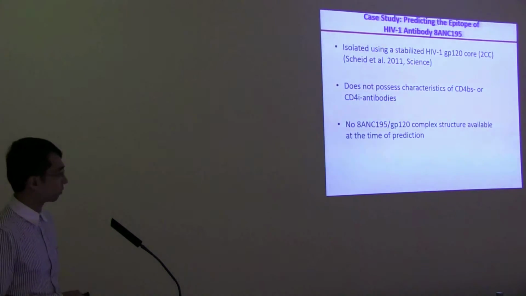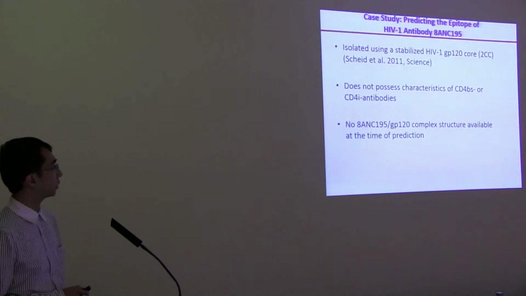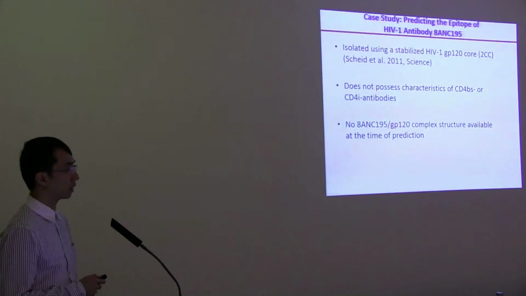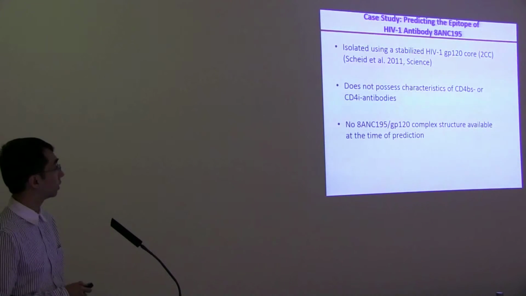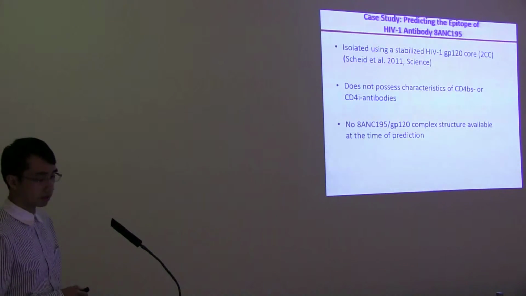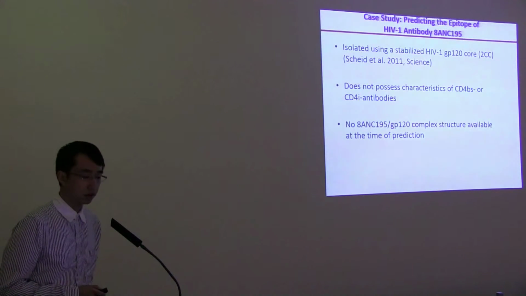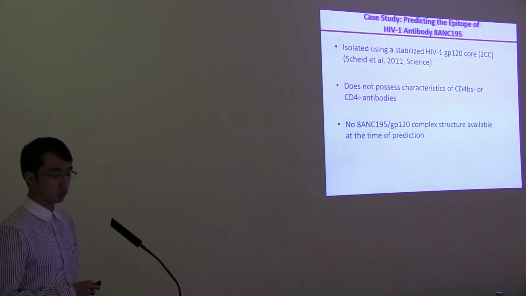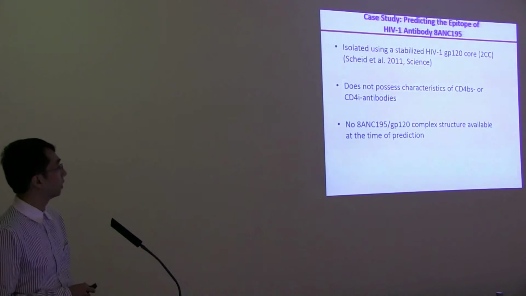From the previous slide, you can see that the prediction accuracy is pretty good, but now we want to see if we could prospectively predict an antibody epitope, where the epitope residues were not known beforehand. So here I'm going to show you a case study where we predict the epitope of HIV-1 antibody ANC195. This antibody was isolated in Michel Nussenzweig's lab using a stabilized HIV-1 GP120 core, which is called 2CC.